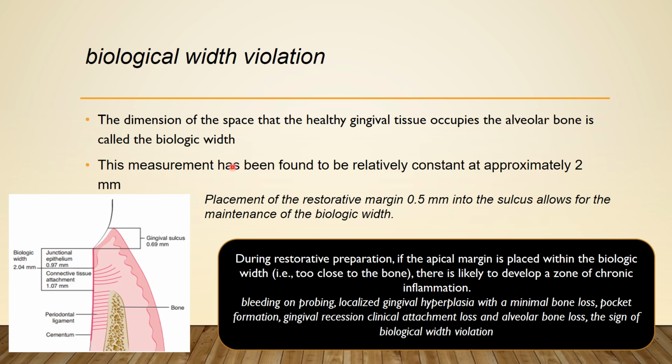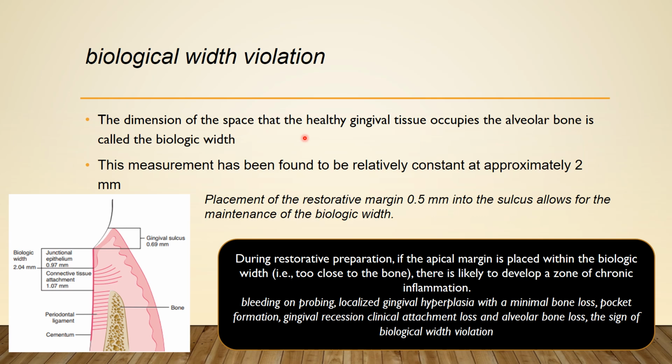Then, when we discuss subgingival margins, we have said that there can be violation of biological width, and also retention of plaque by reducing the accessibility for oral hygiene measures. So what is biological width, and what is the significance of biological width violation? This is a very important topic. What is this biological width actually?